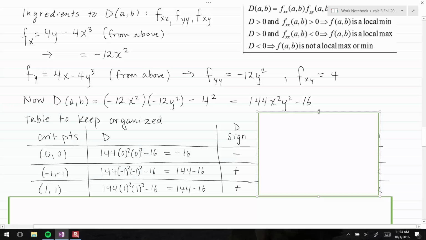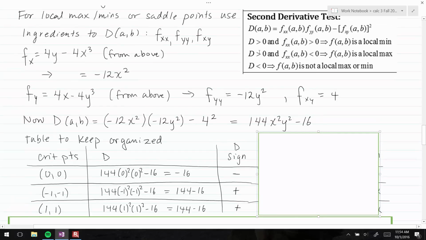So once you get there, then we start breaking this down. If the D is greater than 0, then we have to look at the sign of the double partial with respect to x. But if it's less than 0, it's negative, then we can just conclude there's no local max or min, which means it's a saddle point.